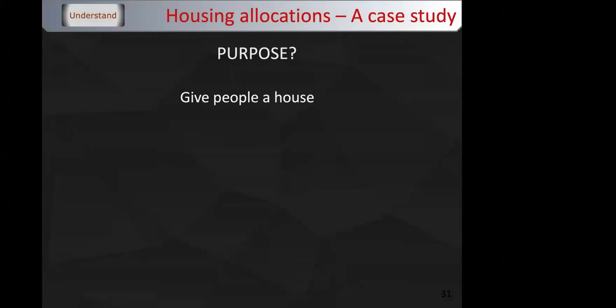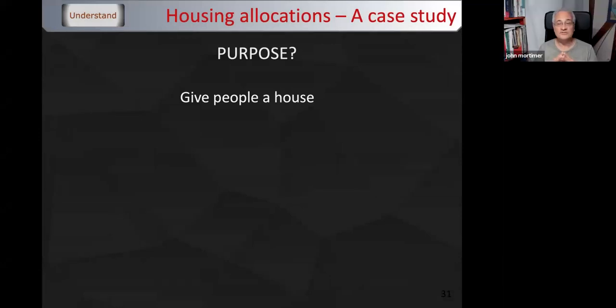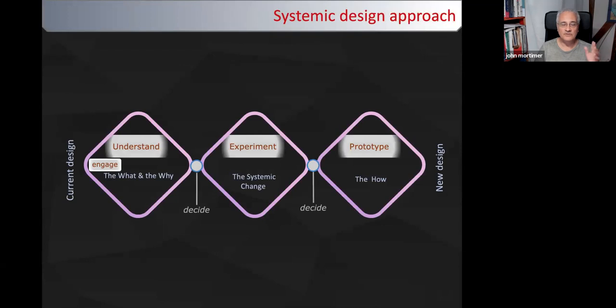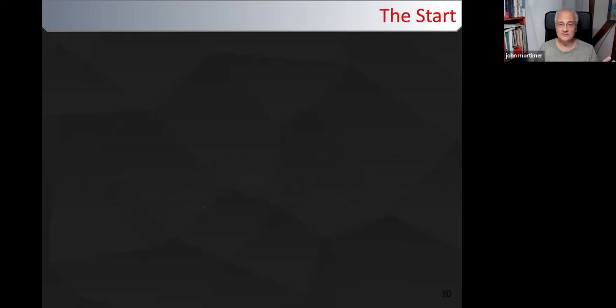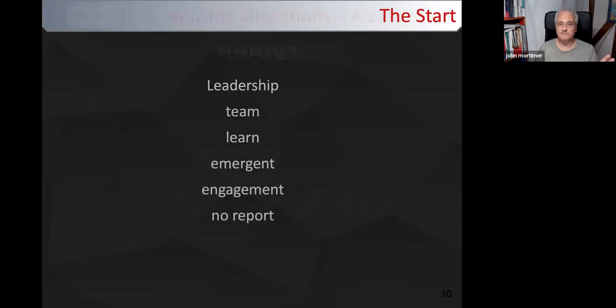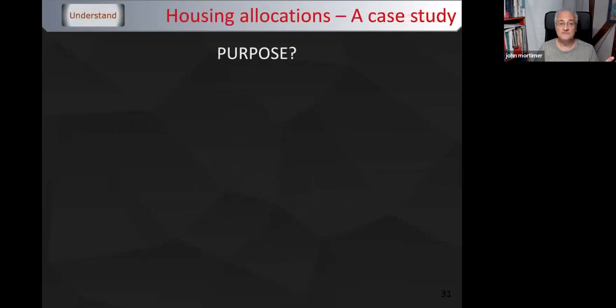Good. So, purpose is to give people a house. And what we're going to do is start in the understand phase. The understand phase is to understand the problem and the service from a systems thinking perspective. That takes 4 weeks in this case, so quite a lot of detailed work here. So start off with purpose.